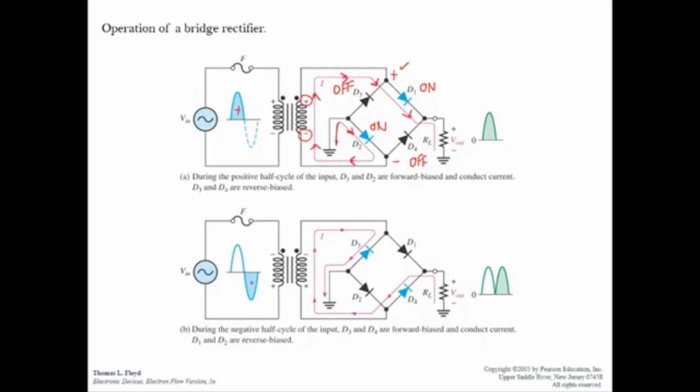When the input is at the negative half cycle, the diodes that will be turned on are D3 and D4, because the cathode of D3 is connected to negative, so it is forward biased, and the anode of D4 is connected to the positive. So D2 and D1 will be in the off condition. Now the current direction will be along this line. That's why we can see the output voltage at the negative half cycle.